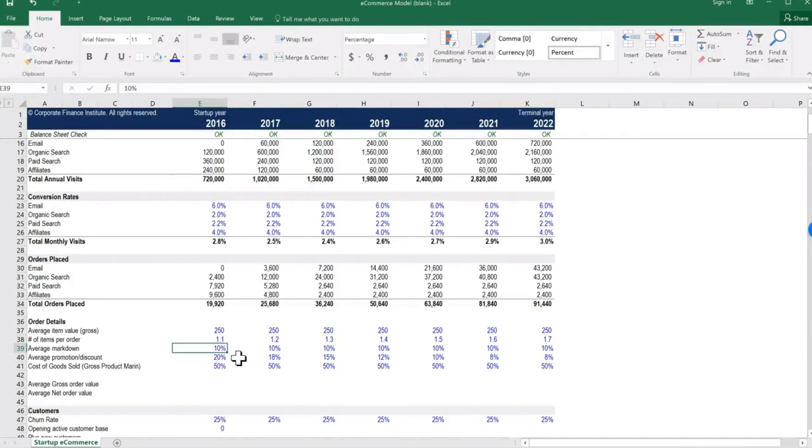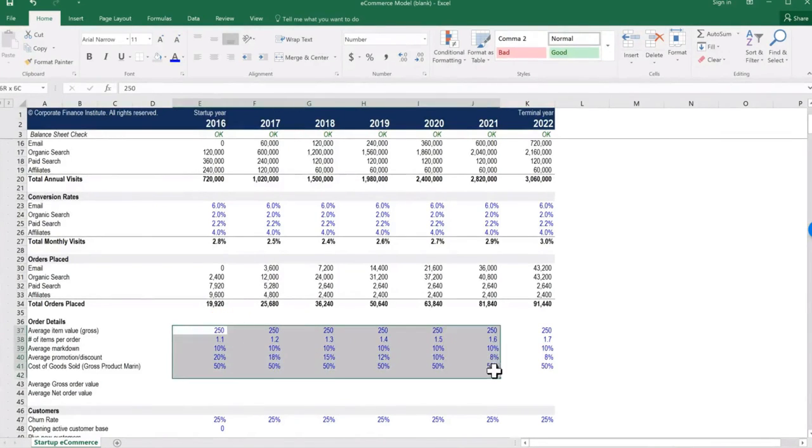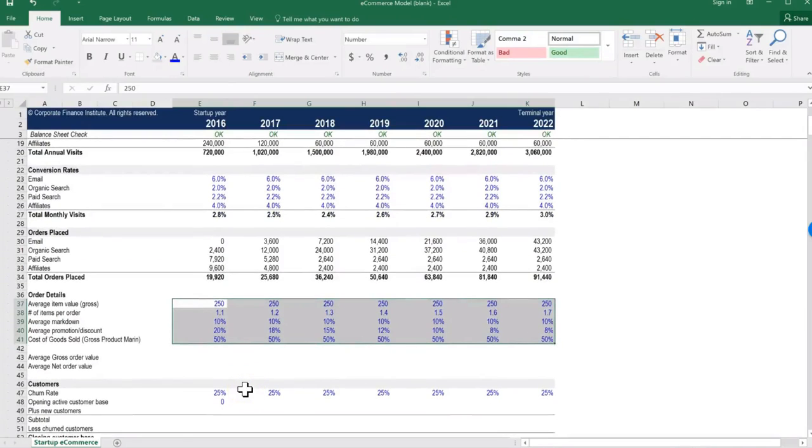Then make an assumption about the average markdown that you might have to sell the product, or the promotion or discount code assumption. And then make an assumption about the cost of goods sold, or the product margin. The product margin is based on the undiscounted item value. I filled these in for us based on this startup. These are numbers that I believe to be reasonable for a generic business, but please update these for numbers that make sense for your business.